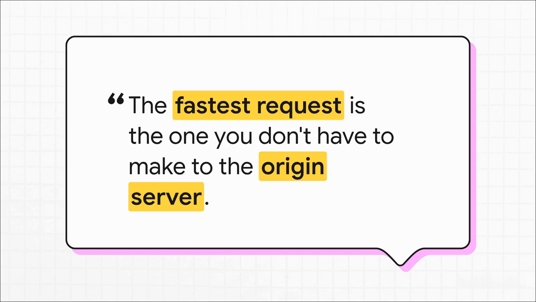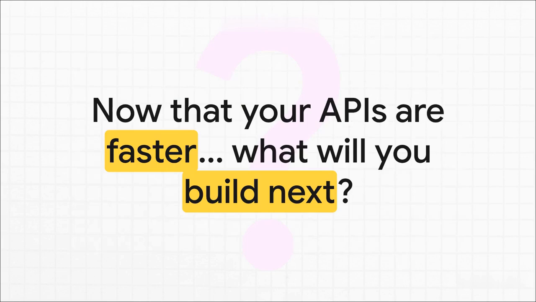And I want to leave you with this idea. The fastest request is the one you don't have to make to the origin server. That's it. That's the whole philosophy in a single sentence. Every single request you can serve from the edge is a massive win for performance, for reliability, and for your users. And that brings us to the end, because by architecting for speed, you're not just making your current apps faster, you're opening up entirely new possibilities for what you can build.